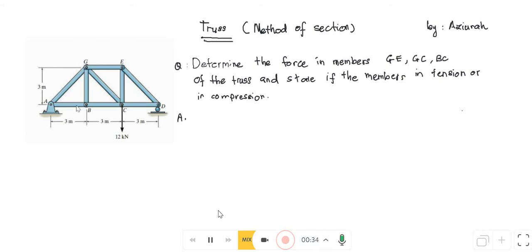So what we should do first, that's the step procedure that I summarized for you so that it can help you to solve the problem. Okay, so the first thing, of course, we need to write the problem statement. The problem statement for this question, you need to find the force in member GE, GC, and also BC.